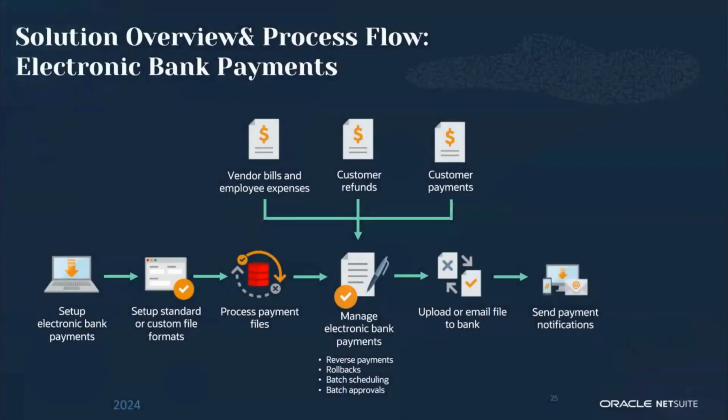So let's take a look at our solution overview. Up top here, we'll see a couple of the different transactions that we can use the electronic bill pay suite app to process, right? So we have vendor bills and employee expenses, customer refunds, and customer payments. If we look down towards the bottom part here, we have a little bit of a process flow of the electronic bill pay suite app. So part of it looks like setting up, right? We're going to go over this in detail: setting up our company bank details, which are your banks that you would pay these bills out of, as well as setting up our vendors for ACH payments.